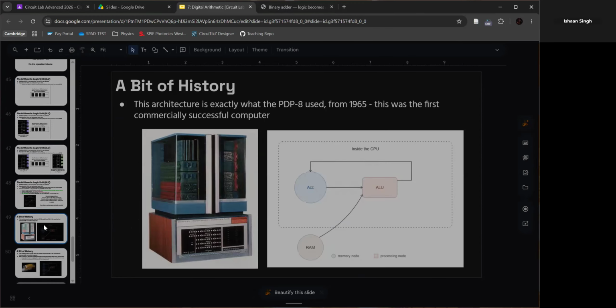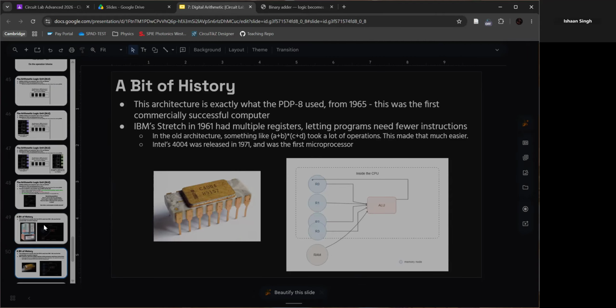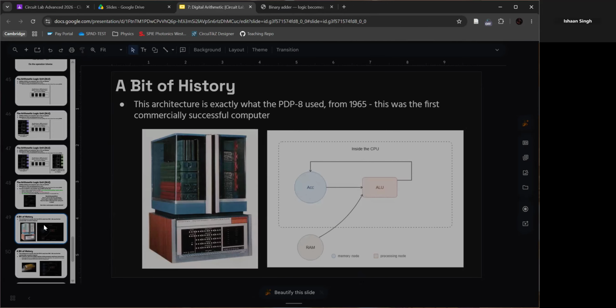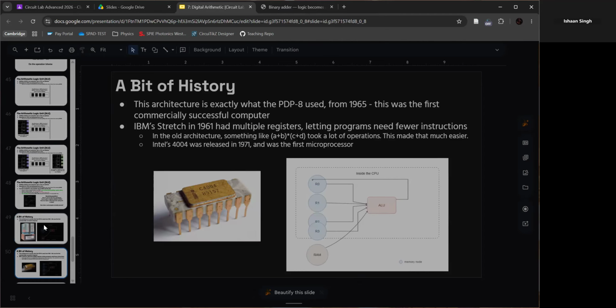Now, this is a preview of what computers actually look like. The architecture we're talking about is a real architecture. It's essentially what the PDP-8 used from 1965. It was the first commercially successful computer. In 1961, IBM's Stretch implemented a somewhat similar system with multiple registers. So we talked about how there is one accumulator. Imagine we have multiple accumulators that the CPU can now use. So that was very useful.